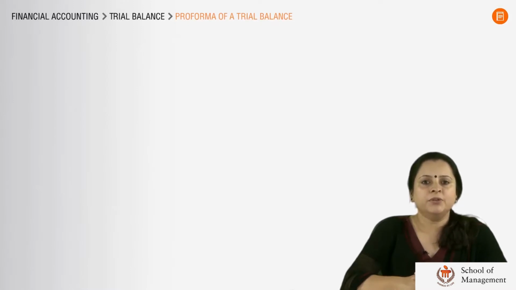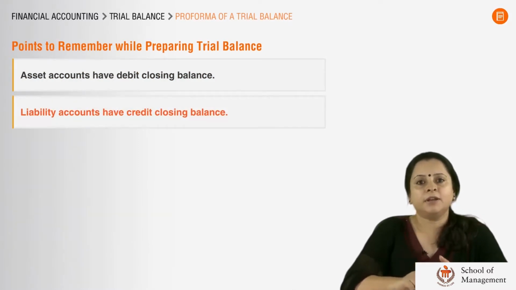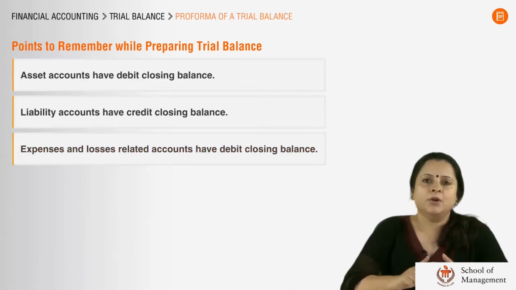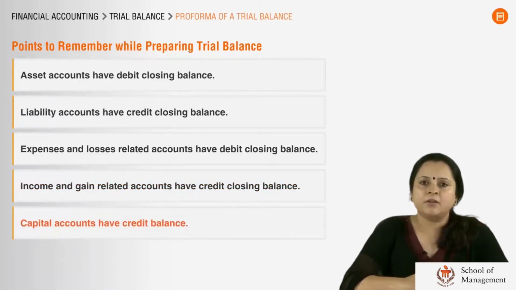While doing so, try to remember the following rules. 1. Asset accounts have debit closing balance. 2. Liability accounts will always have a credit closing balance. 3. Expenses and losses related accounts should always have debit closing balance. 4. Income and gain related accounts will have credit closing balance. 5. Capital account will always have a credit balance.